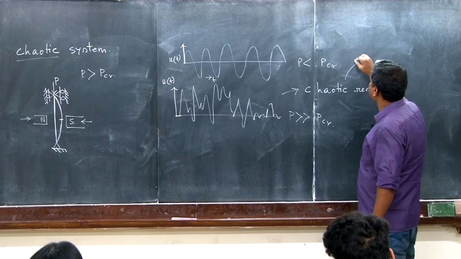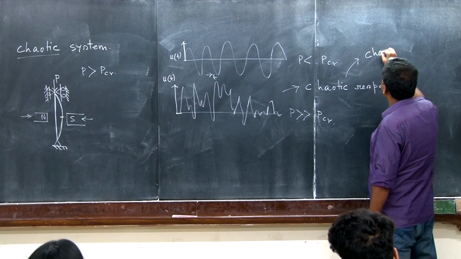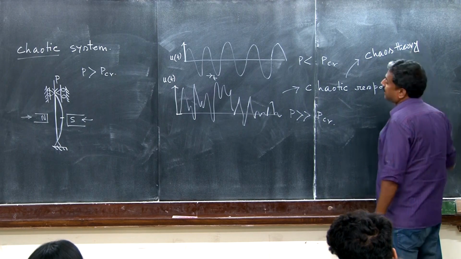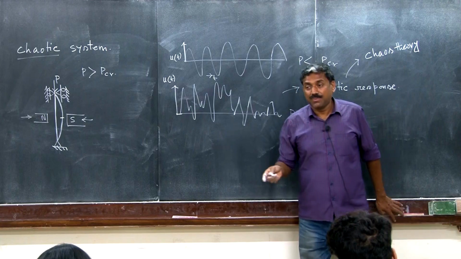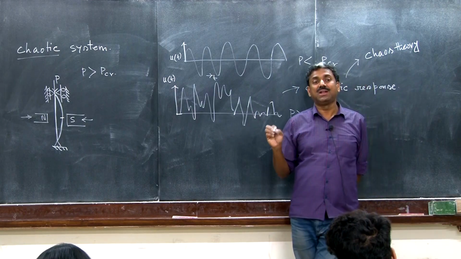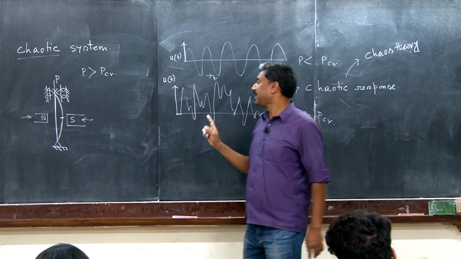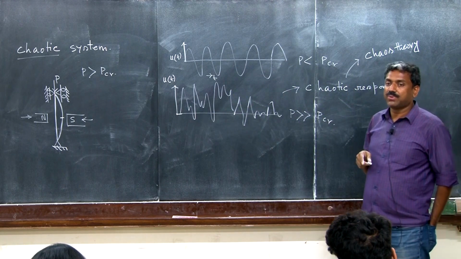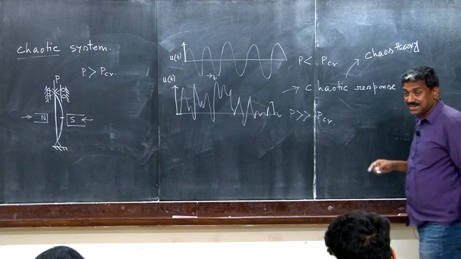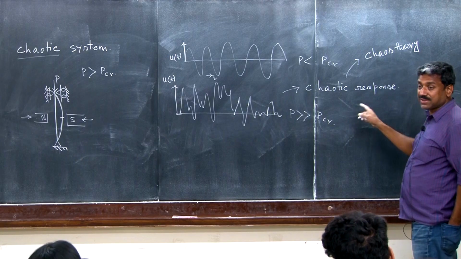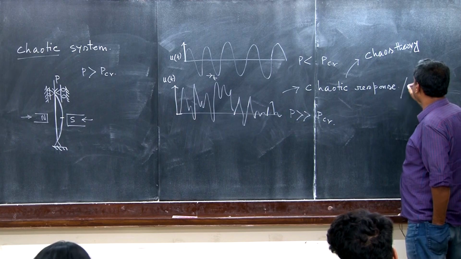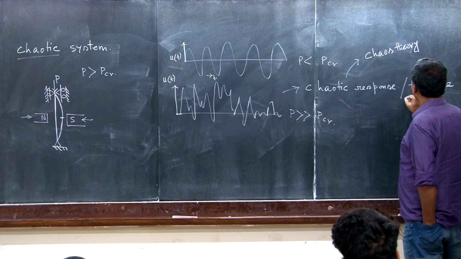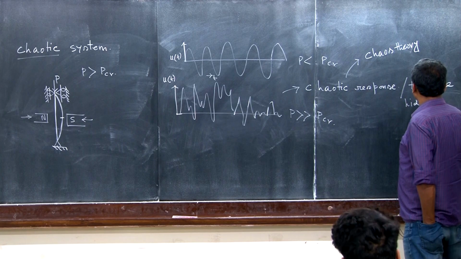And this gives rise to a completely different theory, which is called chaos theory. Okay. Although it looks apparently random, it is actually not random. There is hidden order in this. Okay. So the difference between a random signal and a chaotic signal is that this is the chaotic response, not random. There is hidden order.